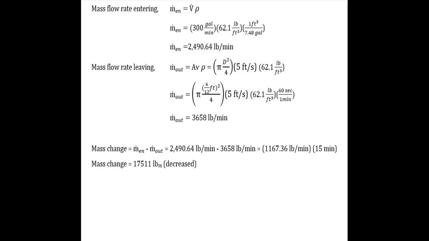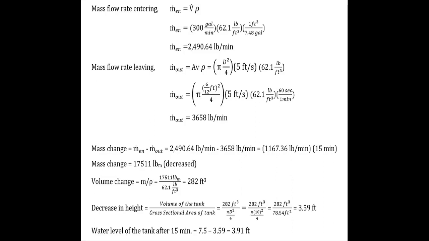Subtracting mass leaving from the mass entering, the result is negative, which means the water level of the tank is decreasing after 15 minutes. Using the mass change and density we can get the volume change, which is 282 feet cubed. So, the decrease in height of the tank is 3.59 feet. Then, the water level of the tank after 15 minutes is 3.91 feet.